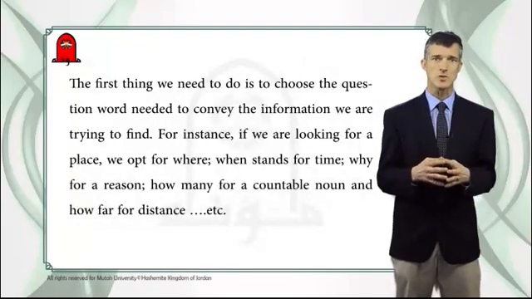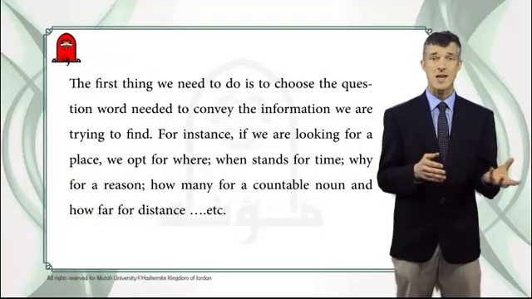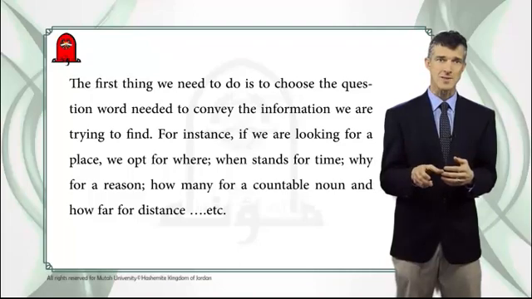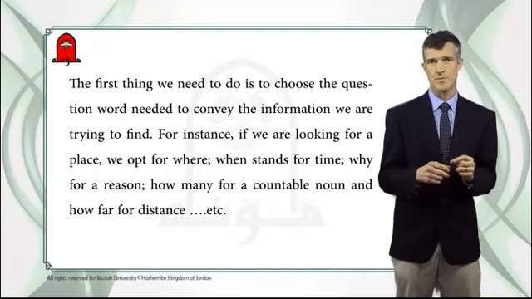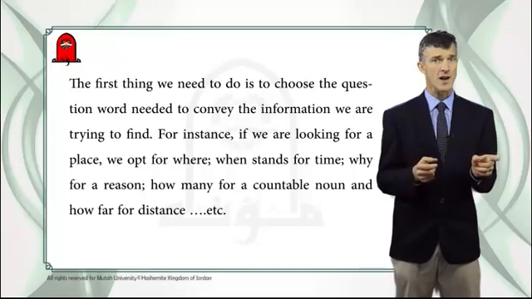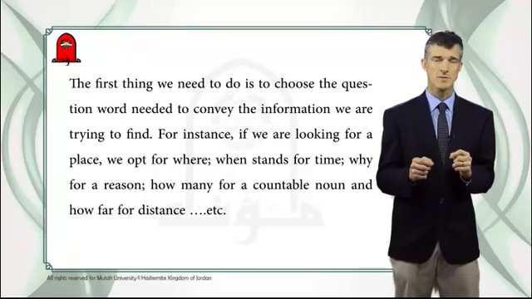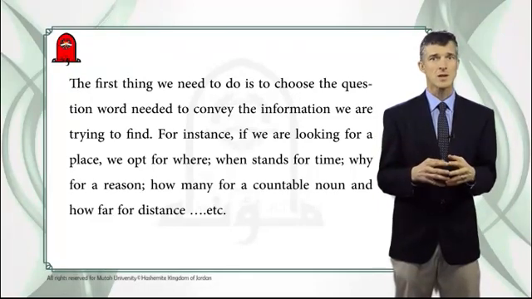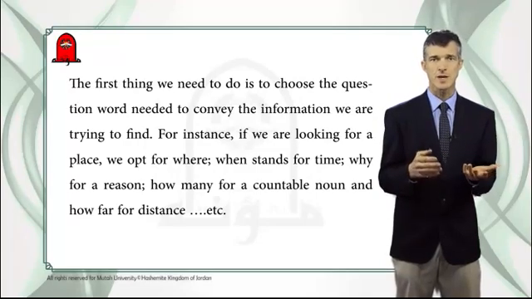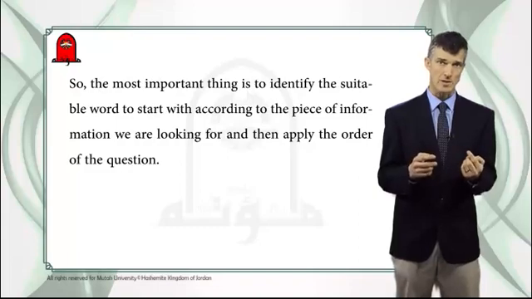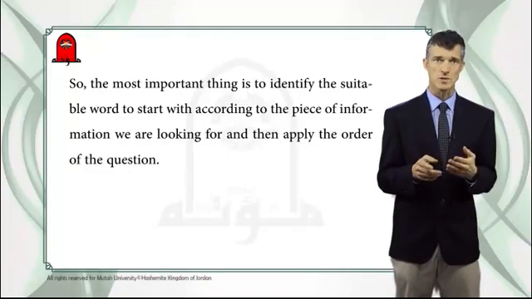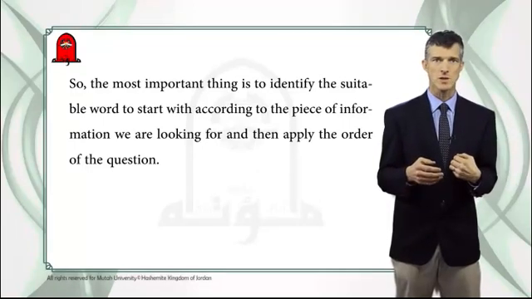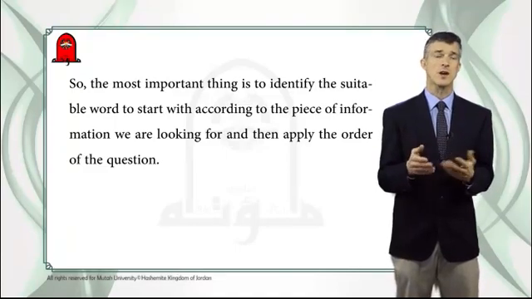The first thing we need to do is choose the question word needed to convey the information we are trying to find. For instance, if we are looking for a place, we opt for where. When stands for time, why for a reason, how many for a countable noun, and how far for distance, etc. So the most important thing is to identify the suitable word to start with according to the piece of information we are looking for, and then apply the order of the question.